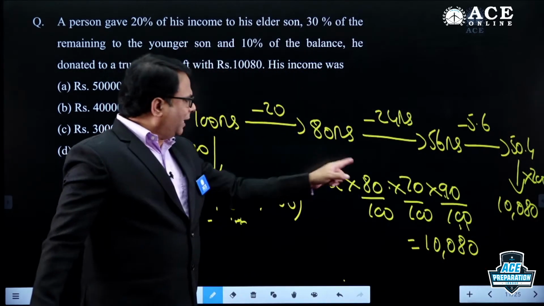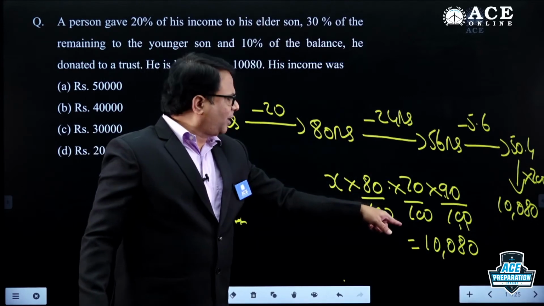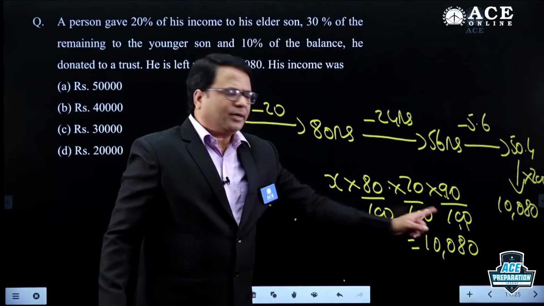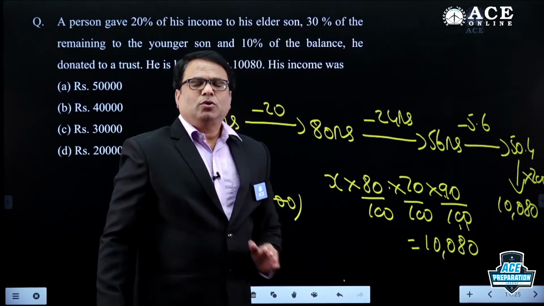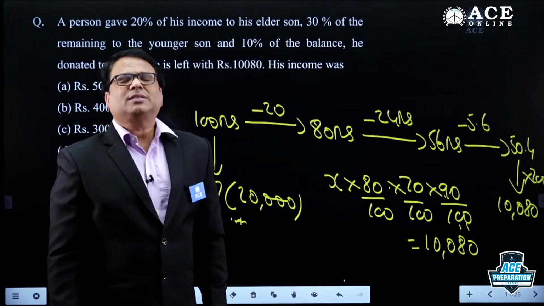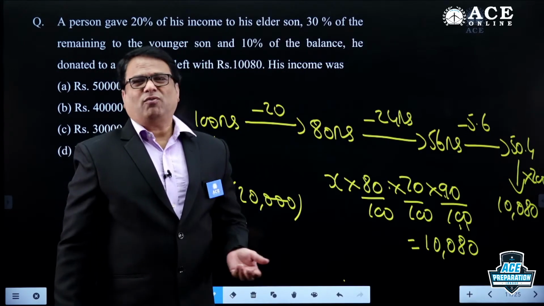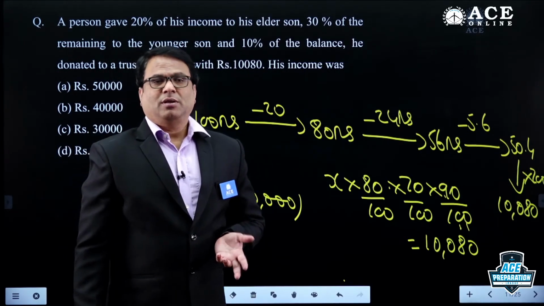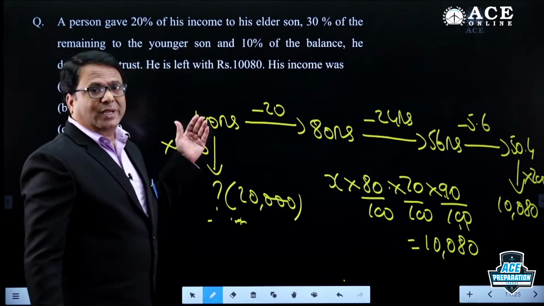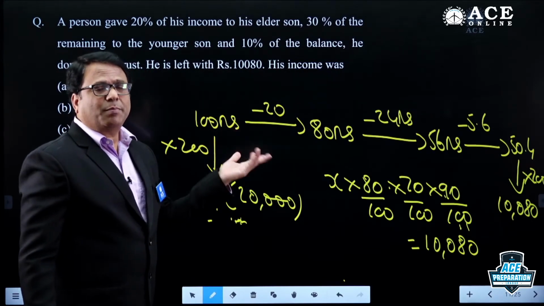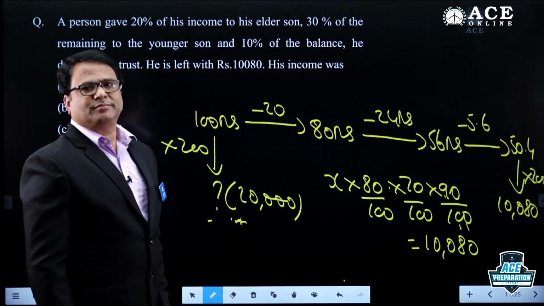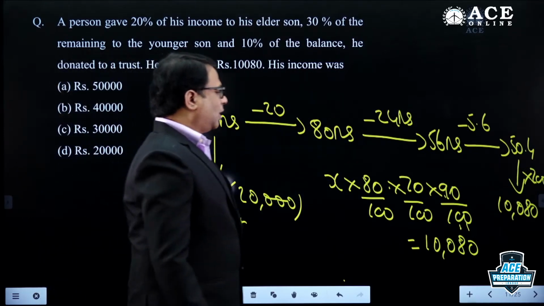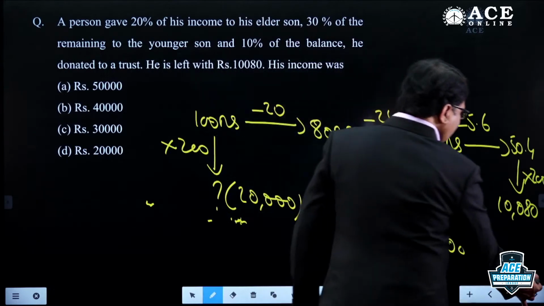So x into 80 by 100 into 70 by 100 into 90 by 100 is equal to 10,080, and do these calculations, you get the value of x. This is the traditional style of doing the calculations. But if you do it this way, you can get the answer fast. Just by comparisons, you can get the answer very, very easily. Right. Now, let us go for the next question.